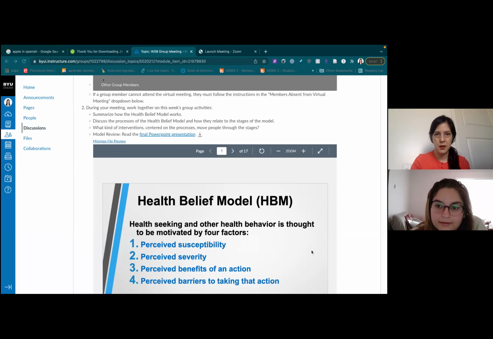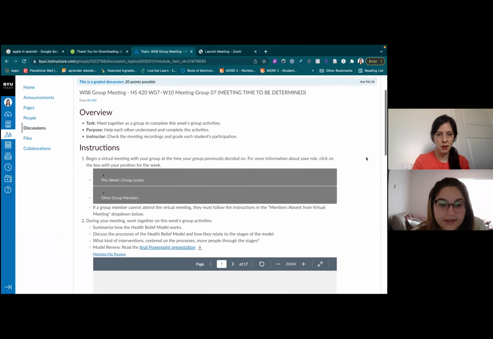I guess you can continue with the benefits and the barriers, or I can do those too if you want. Do you want me to share the screen? Because we also have to read this PowerPoint. Yeah, you can go ahead and share the screen. I'm just looking at the textbook on one side. Okay, can you see the screen? Yeah, I can.